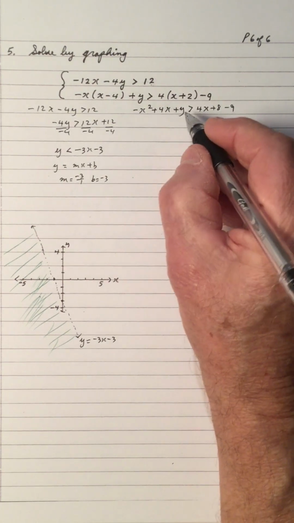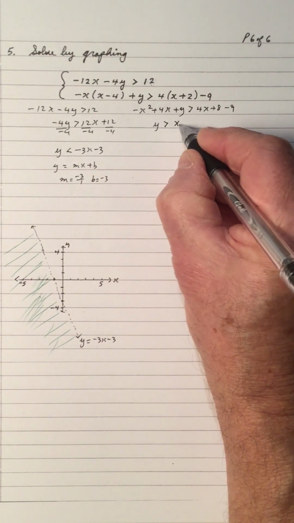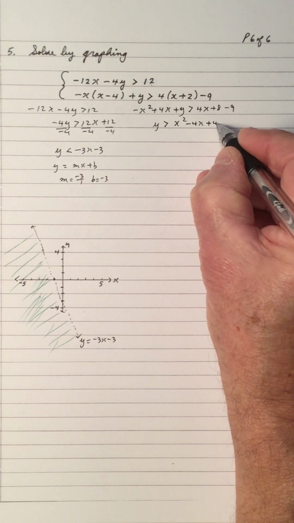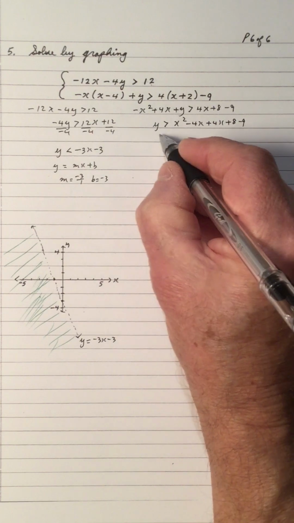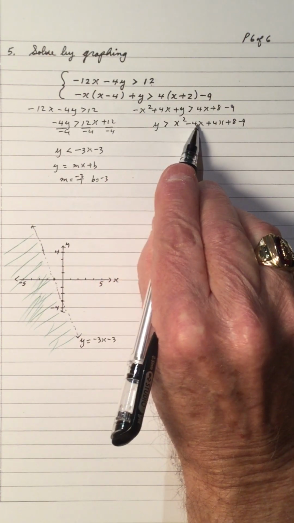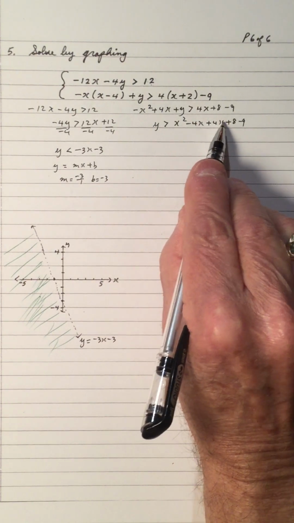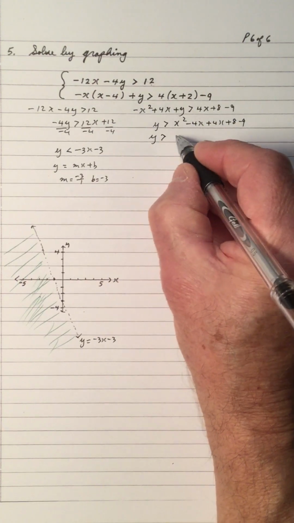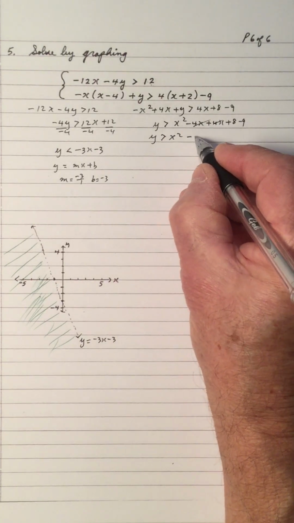And notice I have all the terms, so I'm going to solve it for y. So move the x squared over and make it positive. Minus 4x plus 4x. And I have a plus 8 minus 9. So I moved the x squared over and made it positive. I moved the 4x over and made it negative. And these stayed positive and negative accordingly because I didn't move them. So I got y is greater than x squared, and they cancel out, and I get a minus 1.